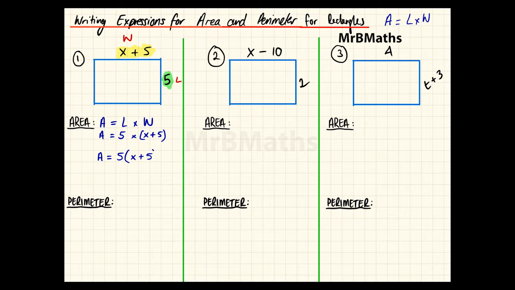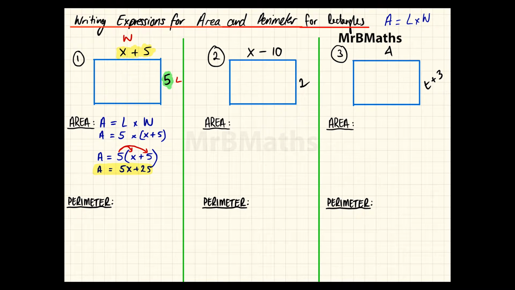Going from the technique in the previous video, I'm going to use the arrows. So it will be 5 times x. So A equals 5x. And then I'm going to do the second term, which is 5 times plus 5, and that will give me plus 25. So the expression for the area of this particular rectangle is area equals 5x plus 25.